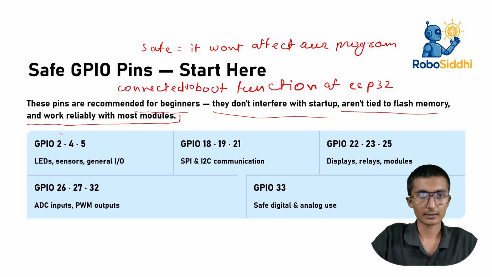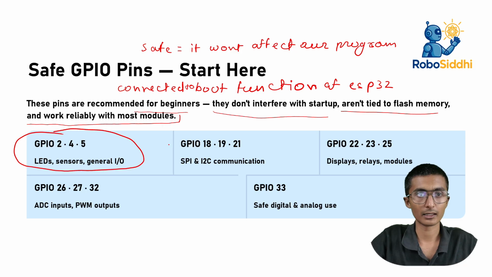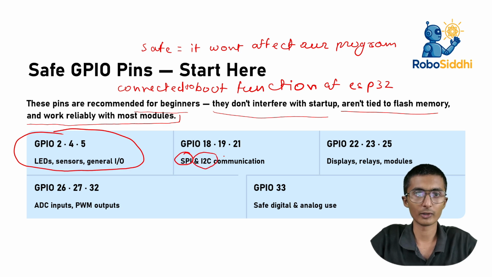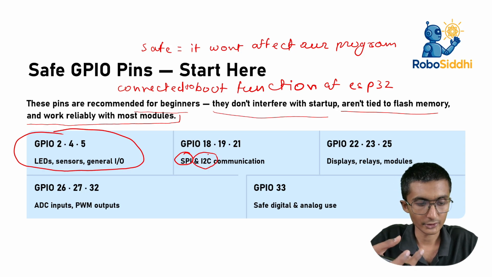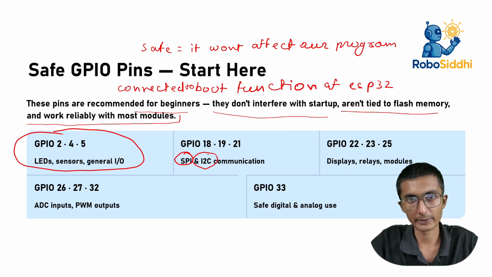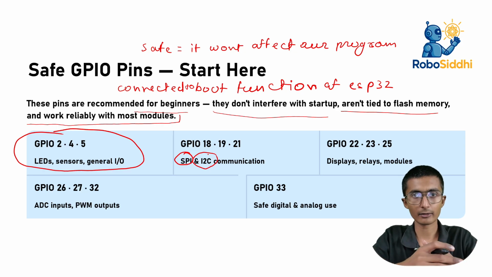Now let's talk about the safe pins. GPIO 2, 4, 5 are for LEDs and sensors and general input output, while GPIO 18, 19 and 21 are for SPI and I2C communication. If you are confused about what I2C and SPI are, don't worry. SPI and I2C are communication protocols. Just like USB you have in your home, USB pen drive, or Ethernet, they are called communication protocols. Just like that, we have communication protocols in ESP32, embedded systems or IoT.